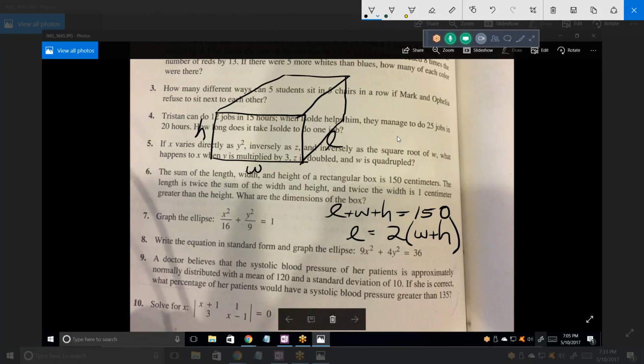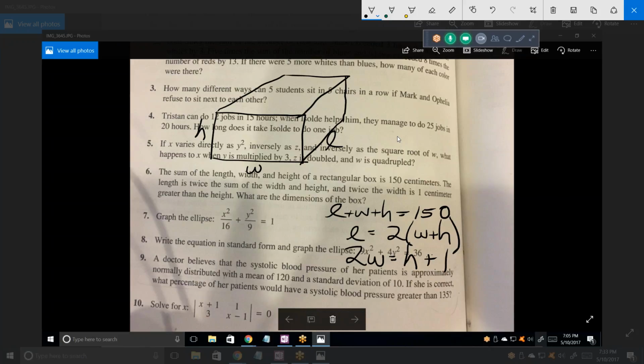Twice the width is 1 centimeter greater than the height. Give me that equation. Twice the width is 1 centimeter greater than the height. 2W equals H plus 1. The width is 1 centimeter greater, no, twice the width is 1 centimeter greater than the height. It is a plus, my mistake.